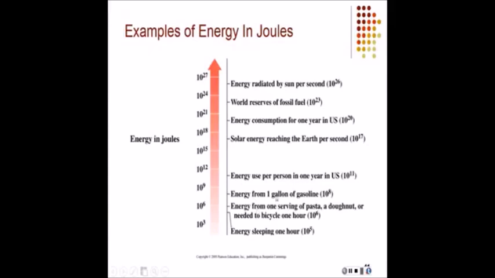Okay, energy from a gallon of gasoline, energy use of one person in a year, solar energy reaching the Earth every second. Keep going up, energy consumption for a year in the U.S., world reserves of fossil fuels, so that's why we're going to run out of them at some point. Energy radiated by the sun per second. So the sun gives off a lot of energy, but it's not all hitting the Earth.